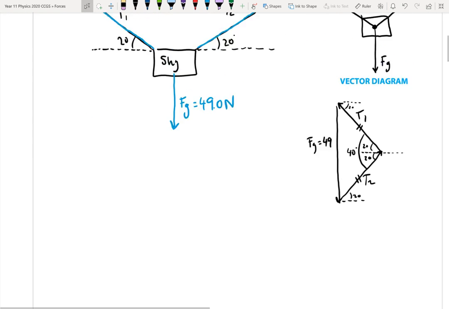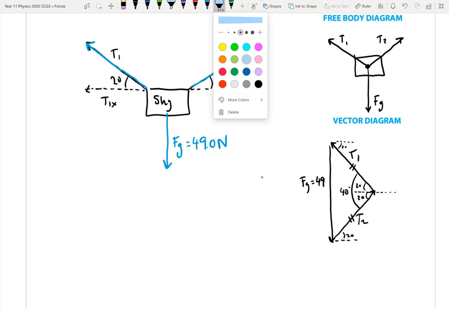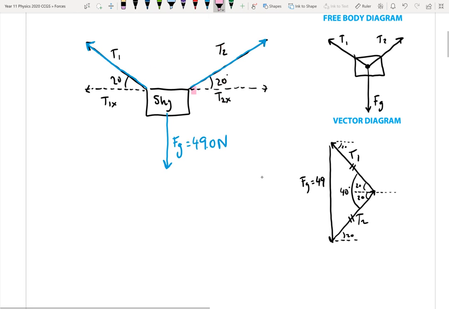We're going to look at these forces in the horizontal. I'm going to call this T2x, and this one over here T1x, in which case we can solve, let me just color code this, that the horizontals sum to 0.